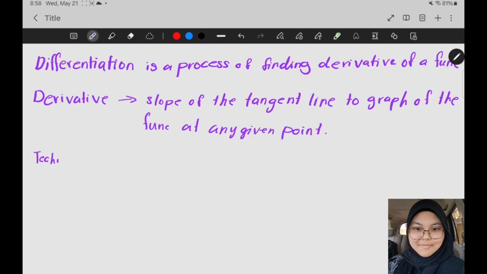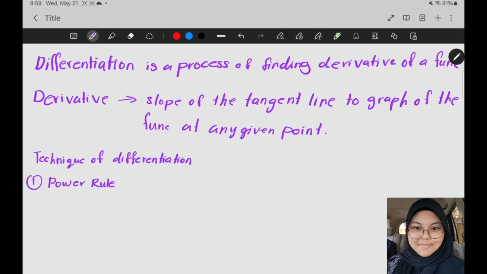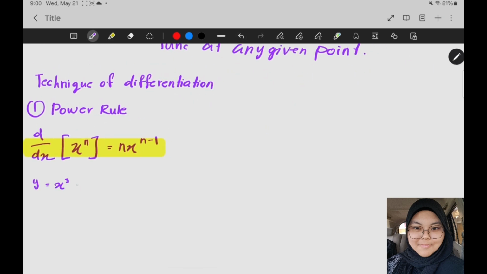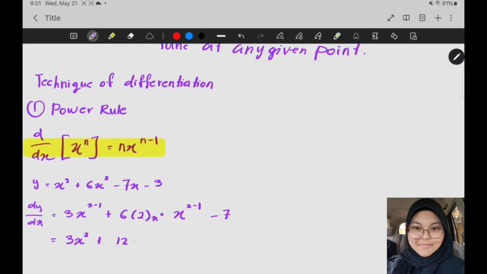First, we have one of the most used rules, that is the power rule. If you have x to the power of n, the derivative is as the formula. You will multiply the n with the constant of x, then n will minus 1. As you can see here, we will multiply the power with the constant of x, so the answer will be 3x squared plus 12x minus 7.